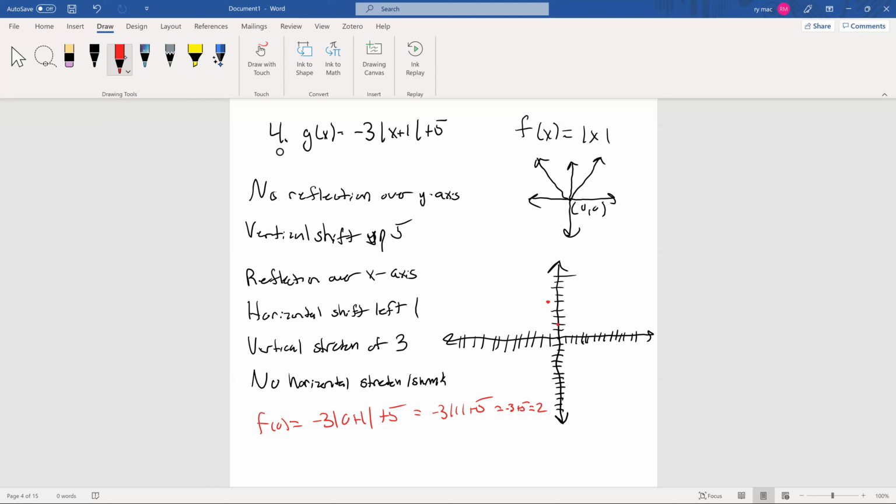And then you can keep testing as many as you want. I'd recommend at least like 3 or 4. But that should give you enough to be able to graph some sort of line that represents your function. And that is number 4.